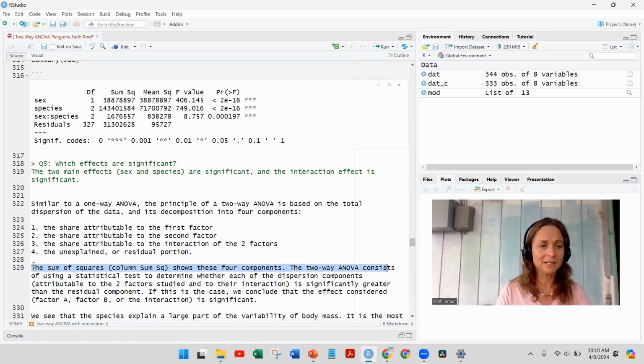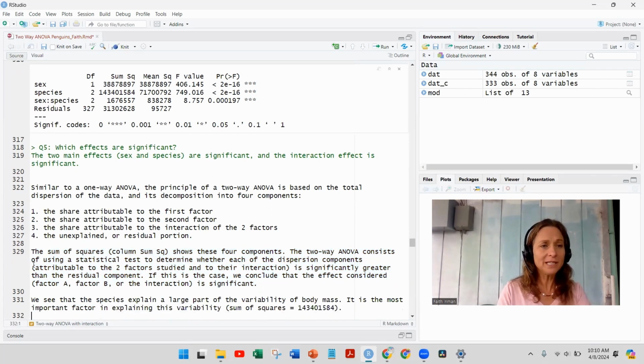The two-way ANOVA consists of using a statistical test to determine whether each of the dispersion or variance components attributable to the two factors studied and to their interaction is significantly greater than the residual component. If this is the case, we conclude that the effect considered, factor A, factor B, or the interaction is significant. So when you look at the sum of squares, you see it's bigger. We see that the species explain a large part of the variability in body mass. It is the most important factor in explaining this variability.